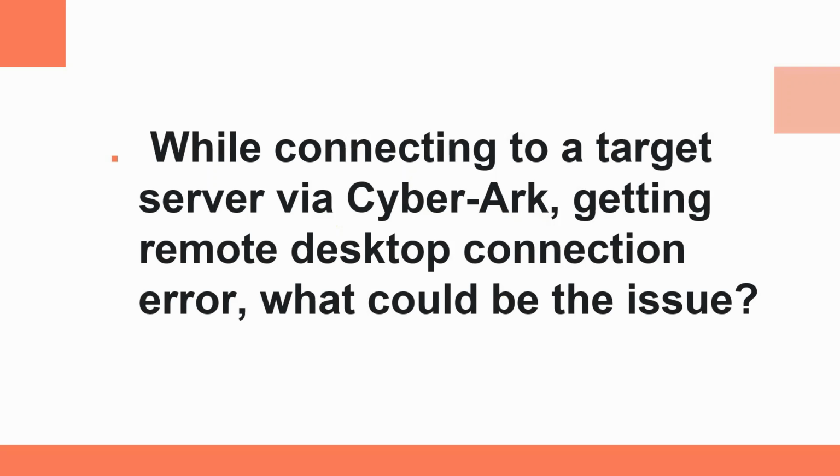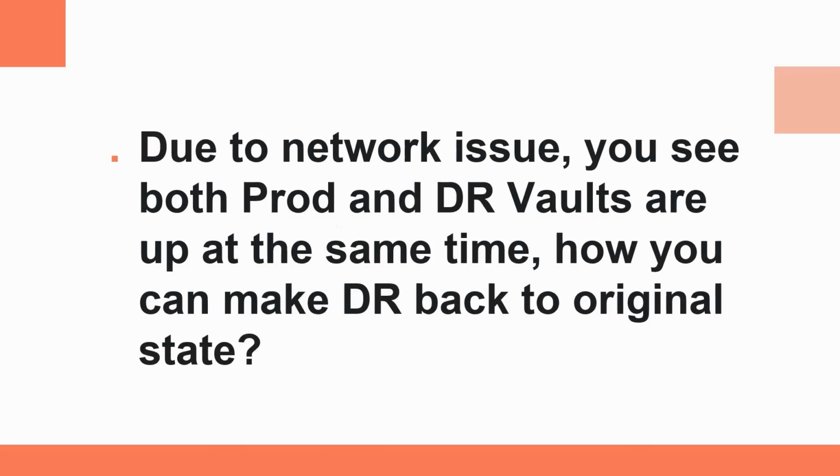Okay. Moving to the next question. Let's say due to a network issue, both the production and DR Vault are up and running. The PrivateArk server is up on both sides, primary and DR. How can you make the DR return to its original state? What changes will you make on the DR so that it starts replication from production to DR again? We have to make changes in the PADR.ini file.